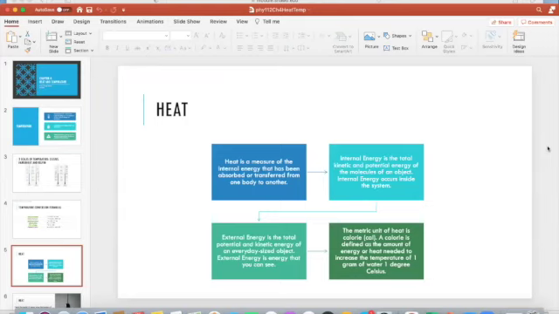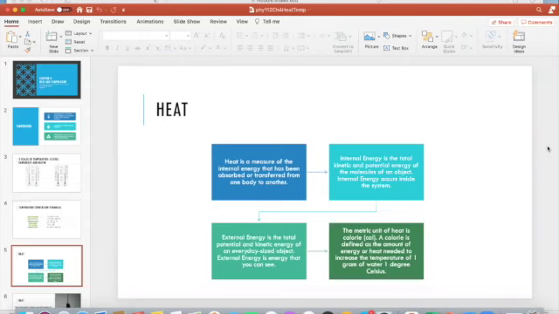Heat. Here we're going to learn the difference between temperature and heat because they are not the same thing. Heat is a measure of internal energy that has been absorbed or transferred from one body to another. So it's the transfer of energy from one system to another, or from the system to its surroundings, or from the surroundings to a system. So it's a transfer of energy.